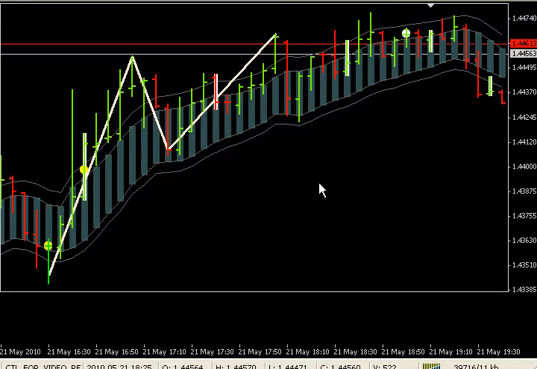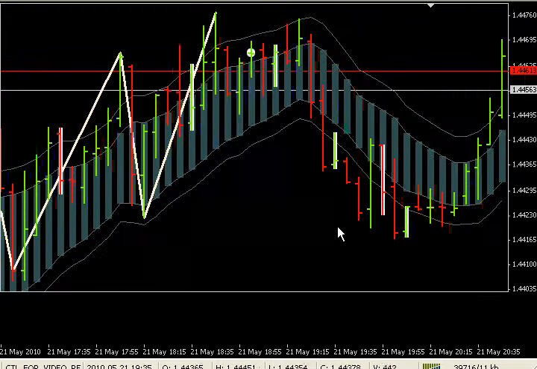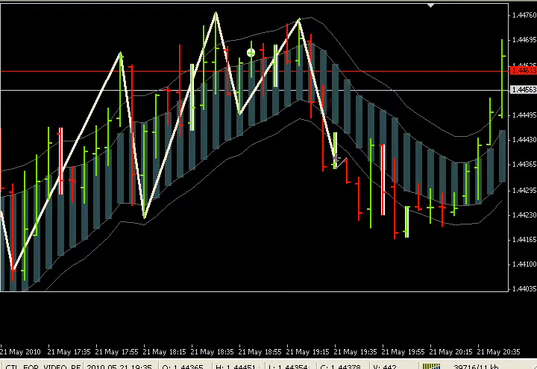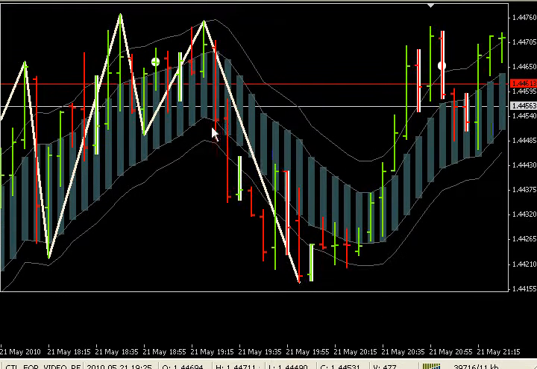This indicator is just priceless. Then we have a correction. What happens? The correction does not close below the band. Then we have an impulse. Goes a little bit higher. Then we have a little bit of a correction. We have an impulse. Keeps closing above the band. See? And then guess what happens? There's that one from earlier. It closes below the band.